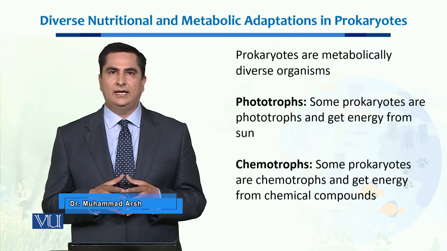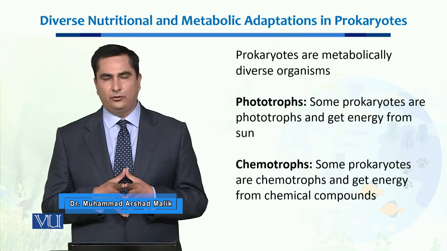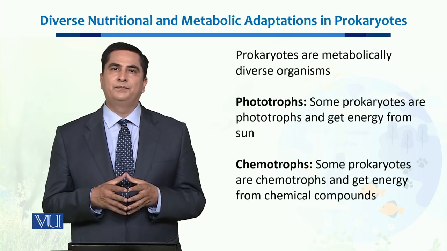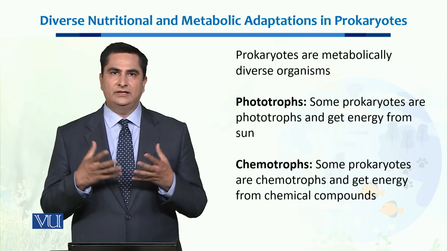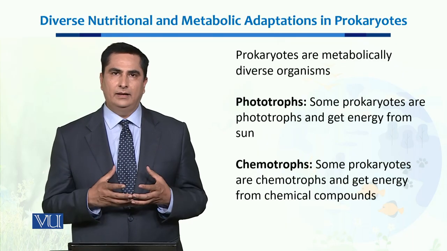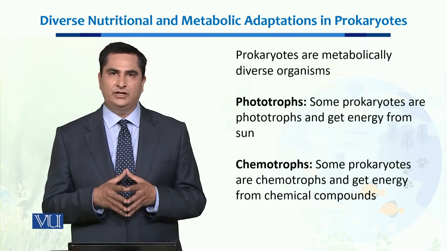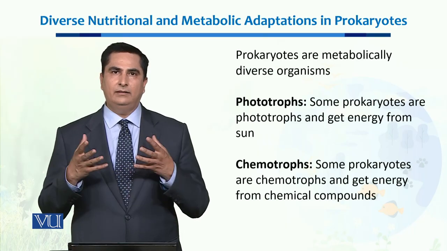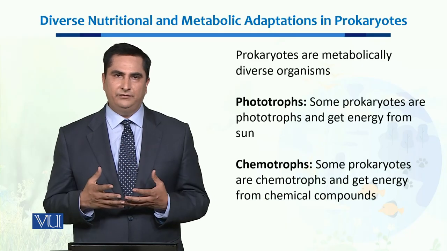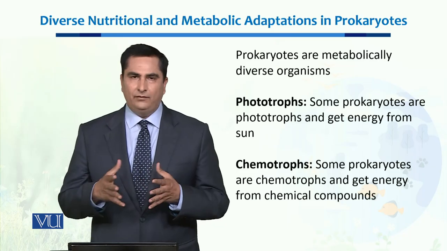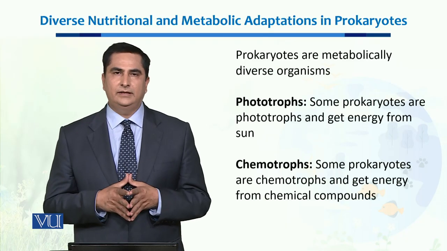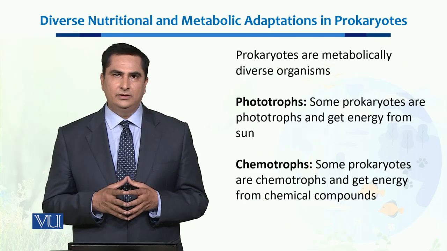Now, we can broadly classify them into two categories. One is phototrophs and the other is chemotrophs. Phototrophs, you are well aware, are the organisms which synthesize their own food with the help of photosynthesis. They get their energy from the sun. So there are species of prokaryotes which are phototrophs. They need the sun as their source of energy, and they are just like plants. They take energy from the sun and then synthesize their own food. While there are some other prokaryotes which are chemotrophs, they utilize different chemical compounds as their energy source.